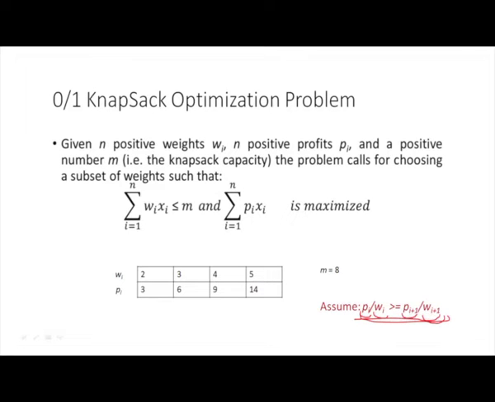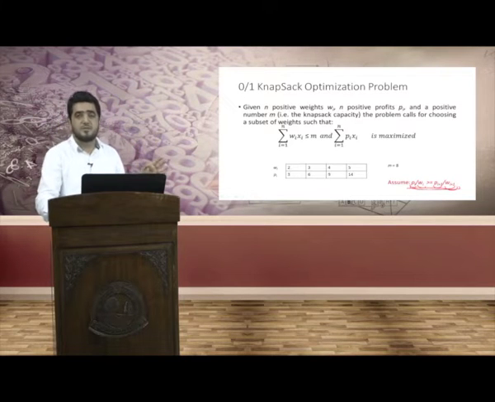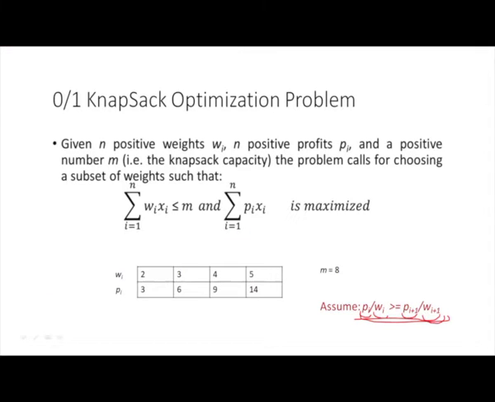That is, in the sequence, the consecutive pair of profit and weight ratios has this relationship: the ith ratio is greater than or equal to the (i+1)th ratio. So this is one of the important assumptions based on which we will be building our solution to the backtracking problem.